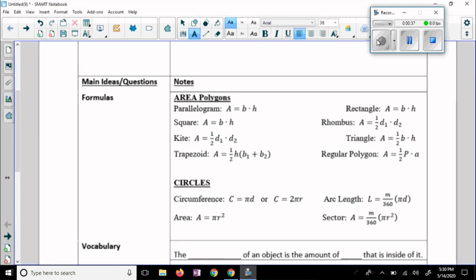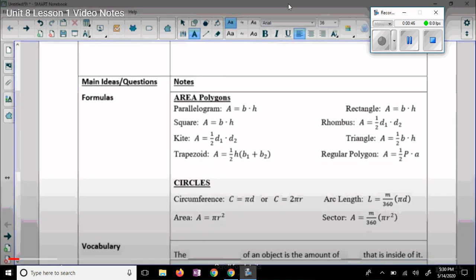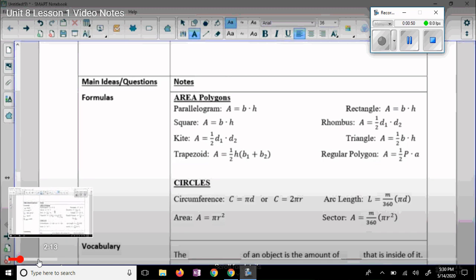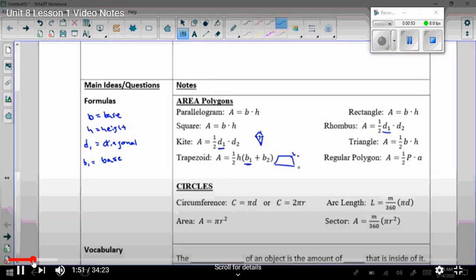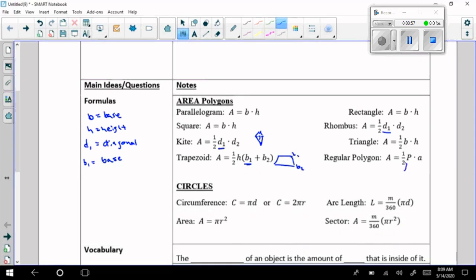So the main thing is just understanding what all of the letters stand for within a formula. And so what I mean by that is knowing, for example, that B is for base, H is for height, the D's stand for diagonals, so that's like crossways in a shape. B's stand for the bases of a triangle or a trapezoid.